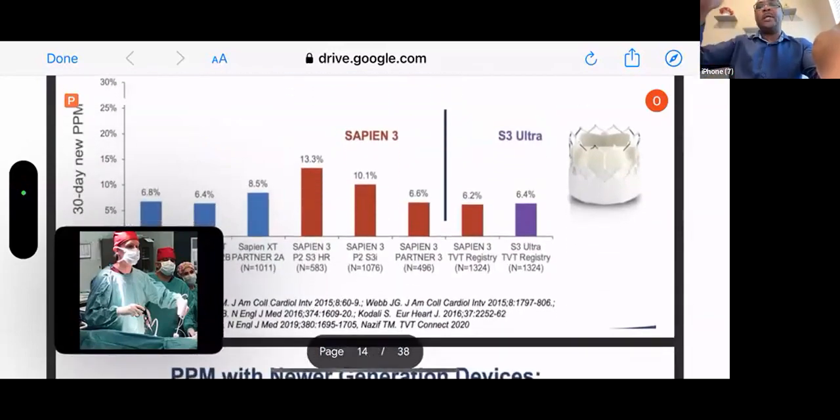And we talked about advancement in the TAVR valves that have been going on over the years. And when the first set of TAVR valve, the Sapien Partner 1 trial was done, the rate of new pacemaker placement after 30 days is about 6.8%. Then came the Sapien 3 valve, which was a modification from the earlier Sapien valve, the Edwards valve. So because of the bulky nature of the initial part of that Sapien 3, the incidence of pacemaker placement was noted to increase. Then we now got this S3 Ultra, and the incidence has come back to around that 6% that it was initially.